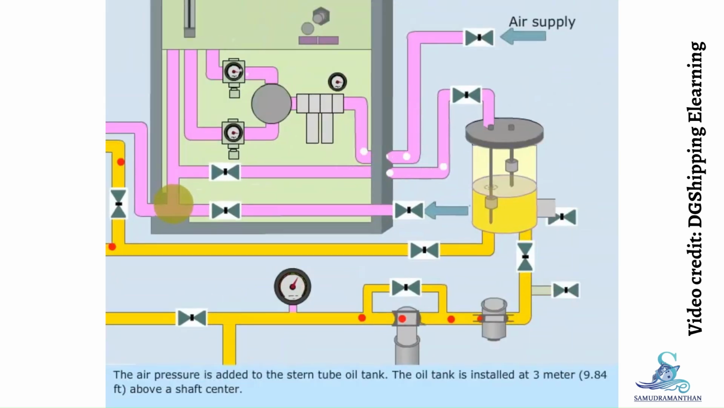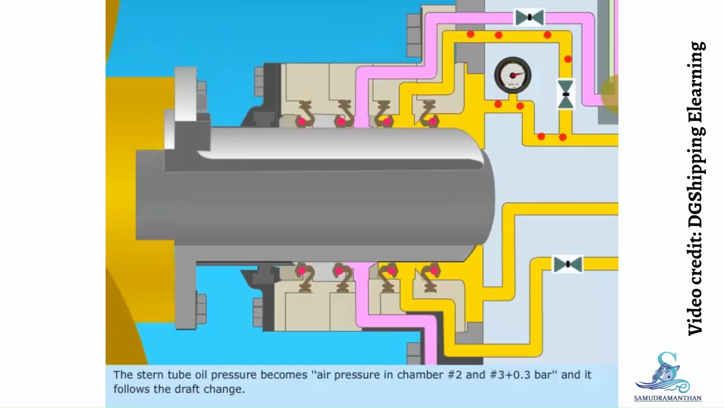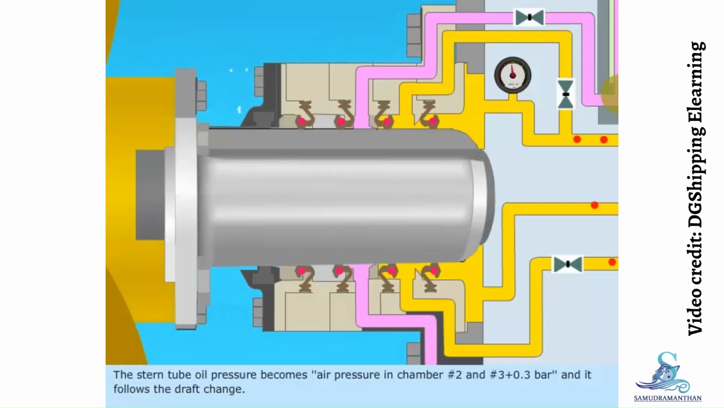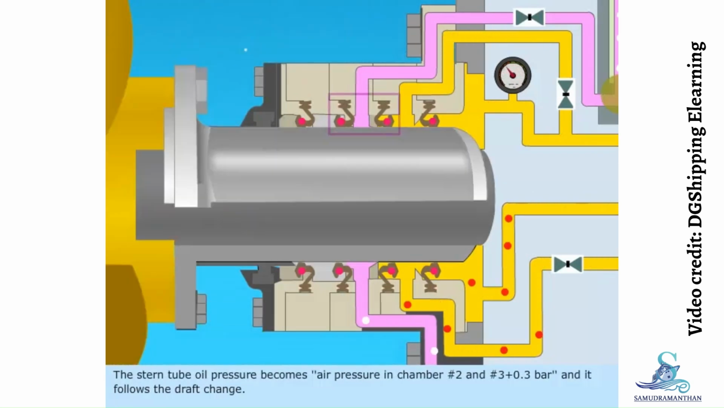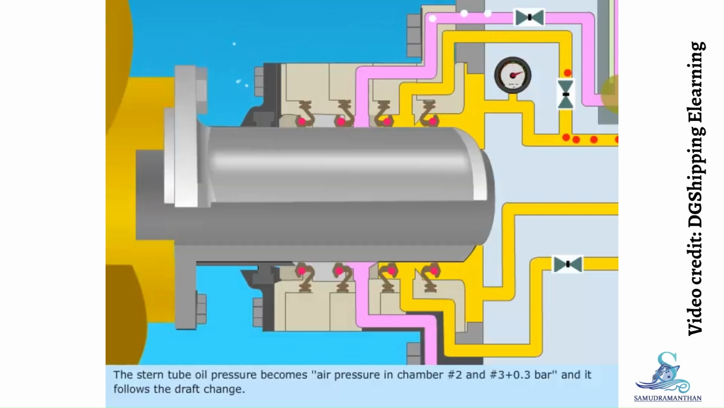The air pressure is added to the stern tube oil tank. The oil tank is installed at 3 meters, 9.84 feet, above a shaft center. The stern tube oil pressure becomes air pressure in chamber number 2 and number 3 plus 0.3 bar, and it follows the draft change.